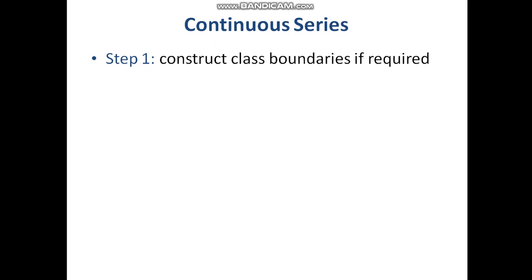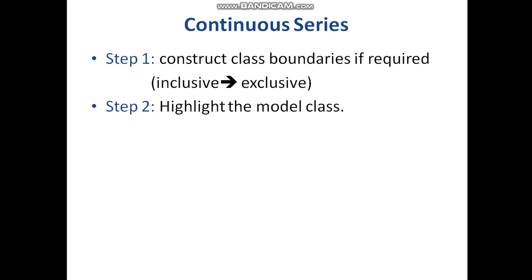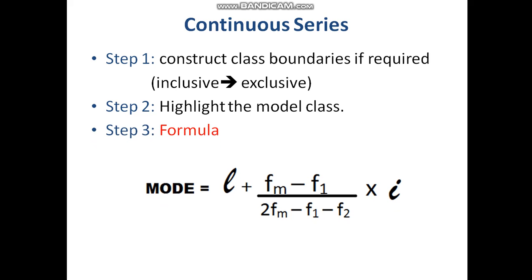In continuous series, first we construct class boundaries if required, converting inclusive to exclusive. Step 2, highlight the modal class. Step 3, formula. Mode is equal to L, the lower boundary of the group which you select after constructing the class boundaries. From that particular group, you will find out your mode value.